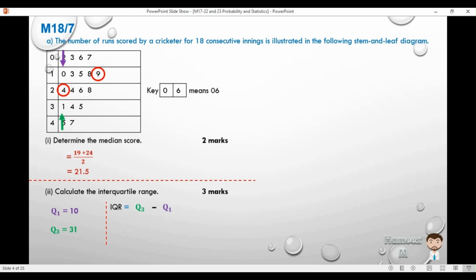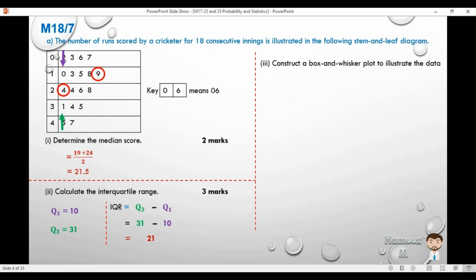We know Q3, which we have in green, is 31, minus what we have in purple for Q1, which is 10. 31 minus 10 is 21. So the interquartile range is 21. Let's go on to part 3.